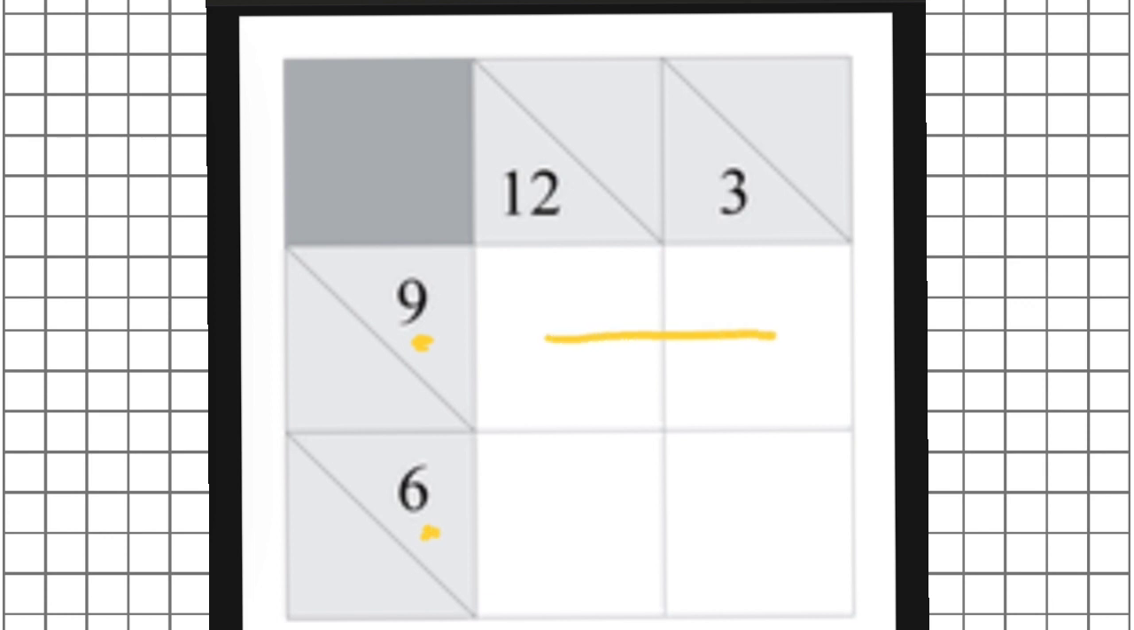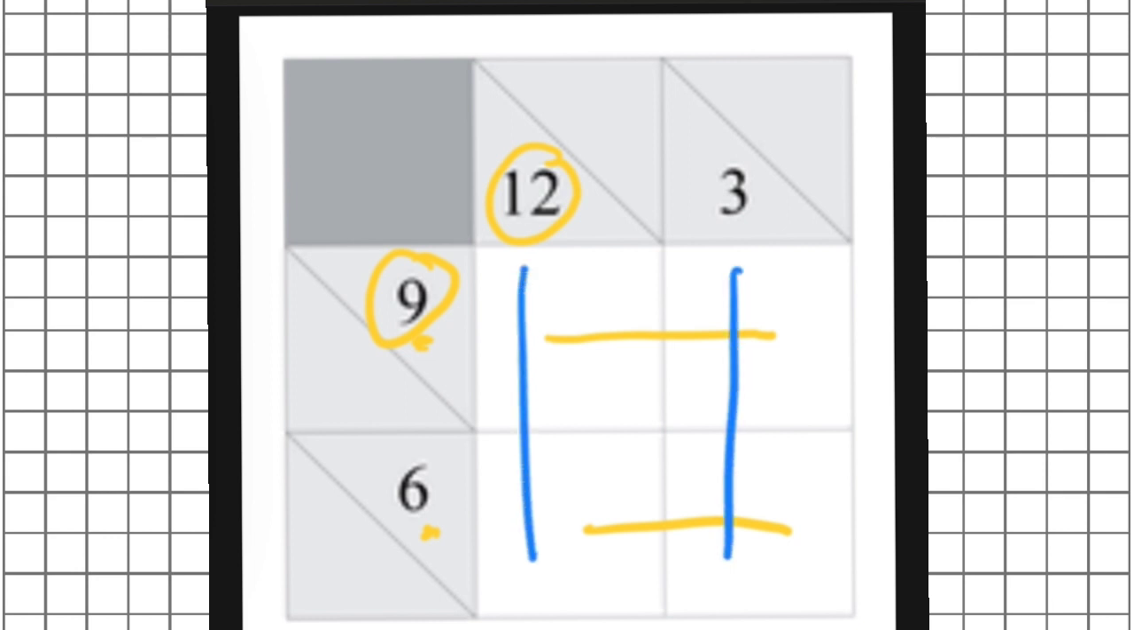This is horizontally for 9 and 6, and they are located on the upper side of that triangle, or the right side of the square. And the 12 here is below, so it's downwards. So it's kind of like this. Now the rule is simple.